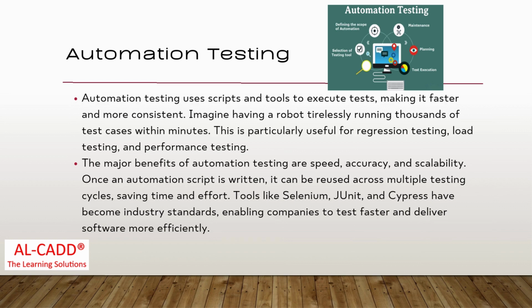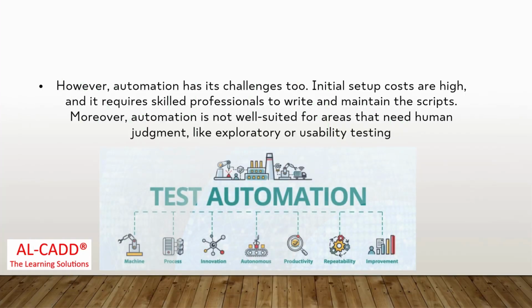Now, let's look at automation testing. Automation testing uses scripts and tools to execute tests, making it faster and more consistent. Imagine having a robot running thousands of test cases within minutes. This is particularly useful for regression testing, load testing, and performance testing.